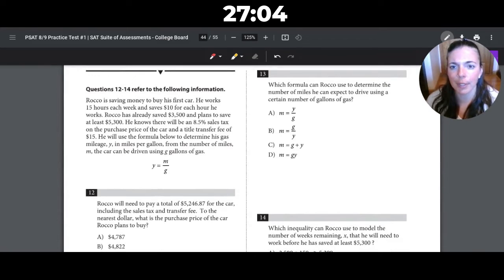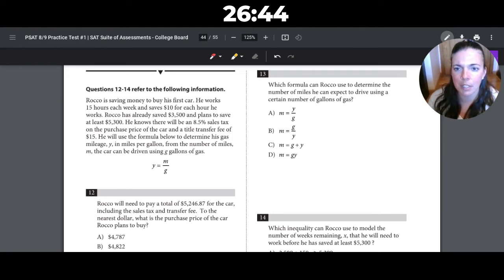Questions 12 through 14 refer to the following information. Okay, Rocco is saving money to buy his first car. He works 15 hours each week and saves $10 for each hour he works. Rocco has already saved $3,500 and plans to save at least $5,300.